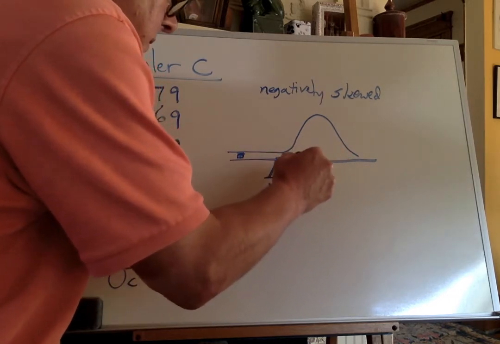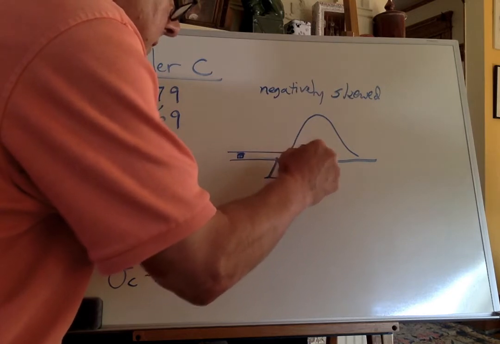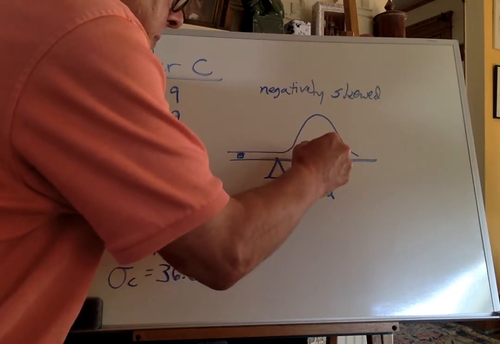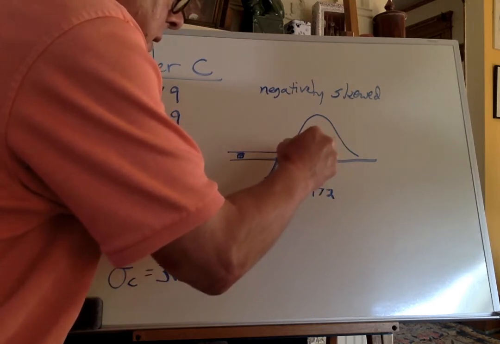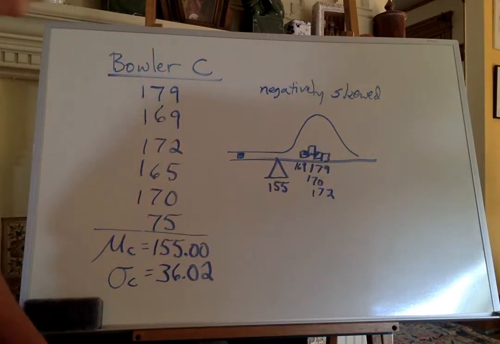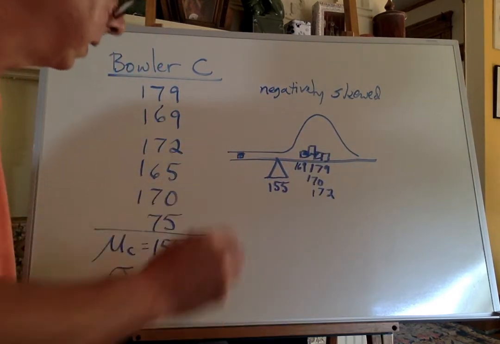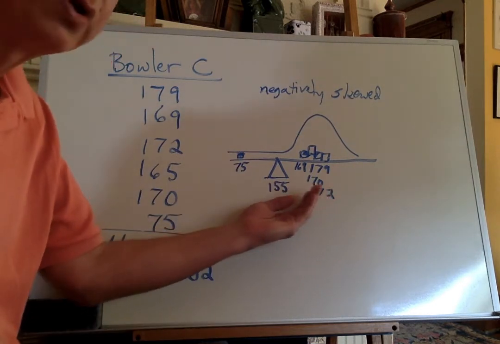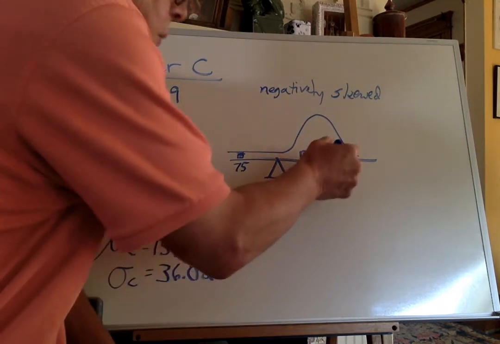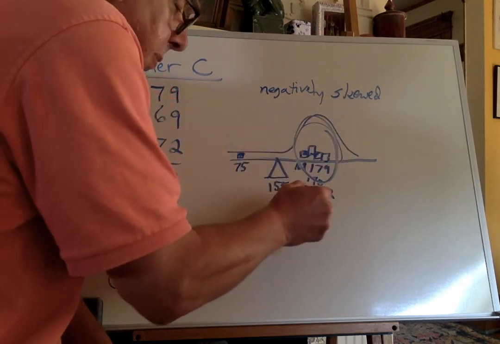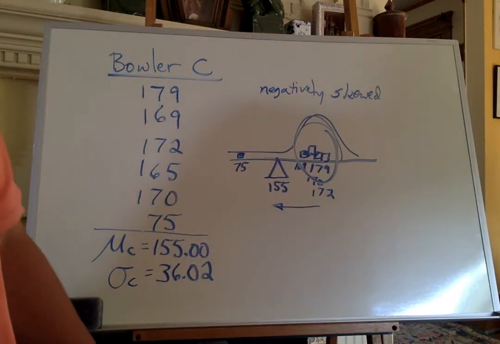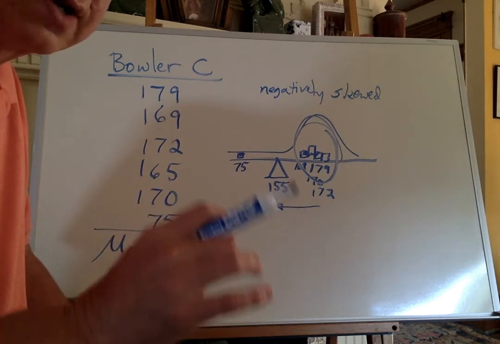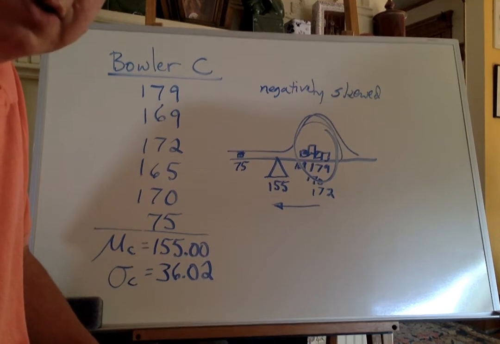and yet we have all these numbers up here, 169, 179, 170, 172, right? There's a whole bunch of scores here for this bowler. We have one very low game, and so what is that doing? It's pulling the mean away from this portion of the graph. It's pulling the mean this way, okay? Now, what would be the better measure of central tendency in a skewed distribution?